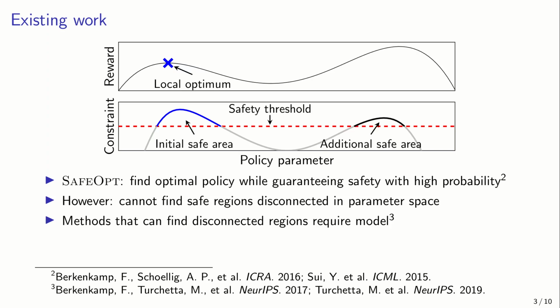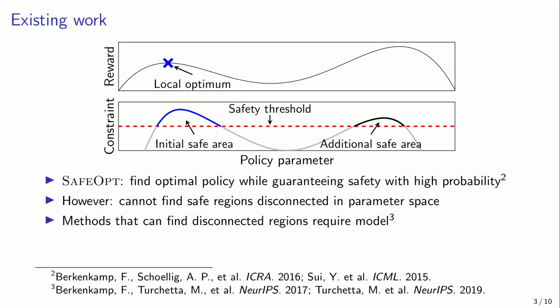However, if we now assume that the functions continue such that there is an additional safe area with a new optimum, then SAFEOPT will not be able to find this new safe region since it is disconnected in parameter space, and SAFEOPT cannot jump between safe regions. And therefore, SAFEOPT in this example will not be able to find the global optimum.